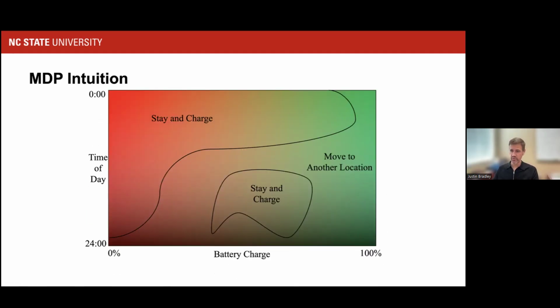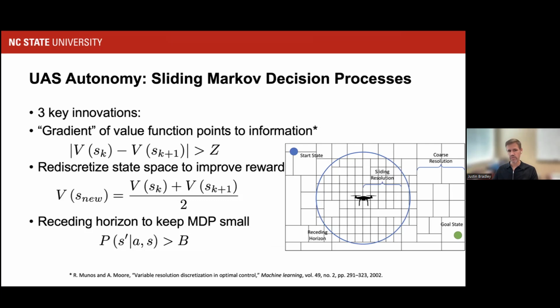If you expand this concept to a multidimensional problem, then you end up with these hypervolumes of boundaries of where it's optimal to stay in charge or move to another location in this particular example. And so what we're really looking for here is, can I find good discretizations that give me increased information about the problem without having to model the full complexity of the problem, which, as I tried to show earlier, would lead to the state explosion problem. So 3 key innovations that we use to do this. We use the gradient of the value function to point us towards higher information content, higher value content. We then rediscretize the state space to try to improve the reward. And then we only do this within a receding horizon to make sure we keep that MDP nice and small.